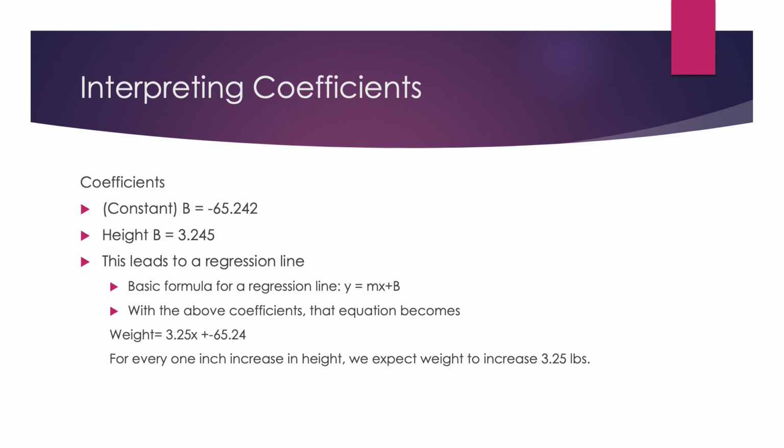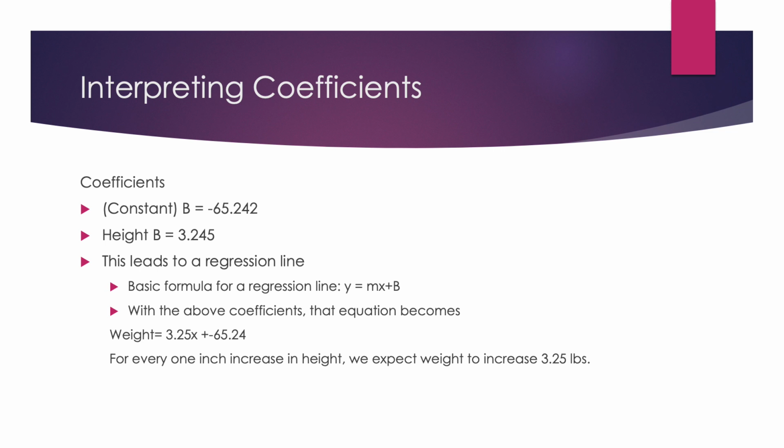So, with the above coefficients, the equation becomes weight, which is what y is standing in for, is equal to 3.245, rounded to the nearest hundredth. So 3.245 times x, x is whatever the height is, plus a negative 65.24.